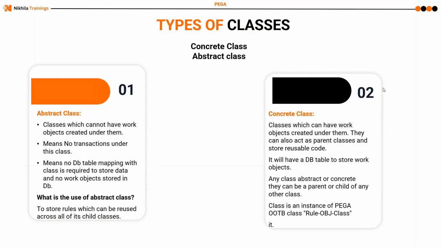Now, this is how you decide whether it's a concrete class or abstract class. If the code below the class is going to be used for creating work objects, then we put it as a concrete class. Otherwise, we put it as abstract. So now let's understand, when do you go for abstract classes? So concrete classes, hope you're clear now. Anybody has any questions on concrete class?